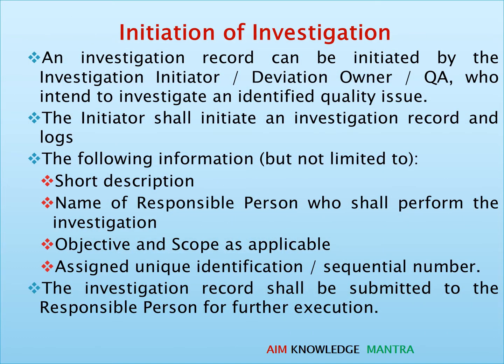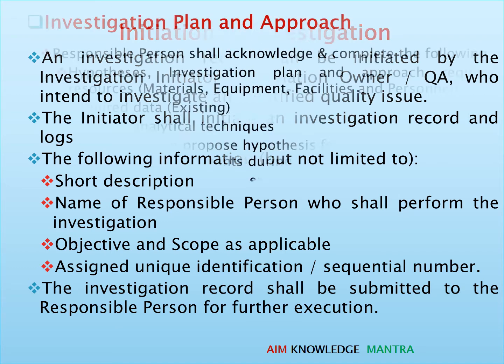An investigation record can be initiated by the investigation initiator, deviation owner, or QA, who intend to investigate an identified quality issue. The initiator shall initiate an investigation record and log the following information, but not limited to: short description, name of responsible person who shall perform the investigation, objective and scope as applicable, and assigned unique identification sequential number. The investigation record shall be submitted to the responsible person for further execution.